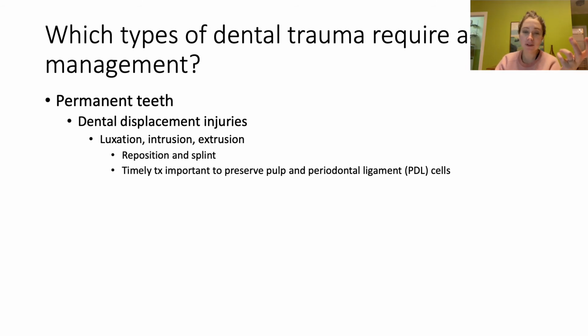For those you want to reposition and splint, and timely treatment, moving the tooth back into the spot it came from, is better to preserve the pulp or the nerve and the periodontal ligament cells. The periodontal ligament cells are in the root of the tooth. There's a layer of ligament cells that are alive and help attach the tooth into the bone. These cells are very sensitive, so when the tooth gets moved or displaced, a lot of times they can die, and if you put them back in the right spot sooner, it helps the prognosis.